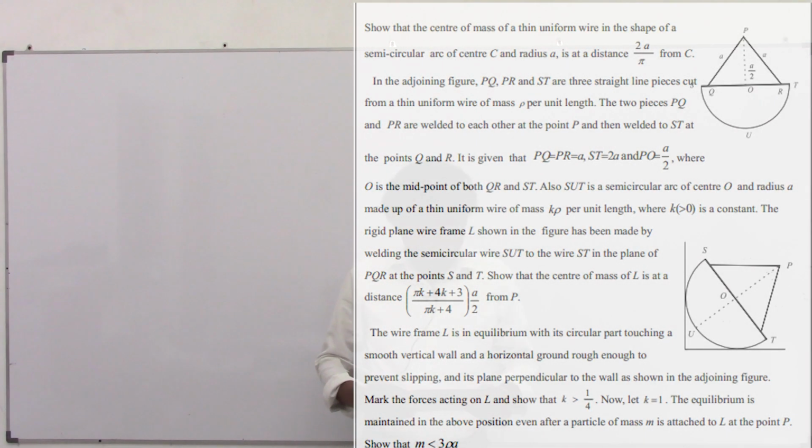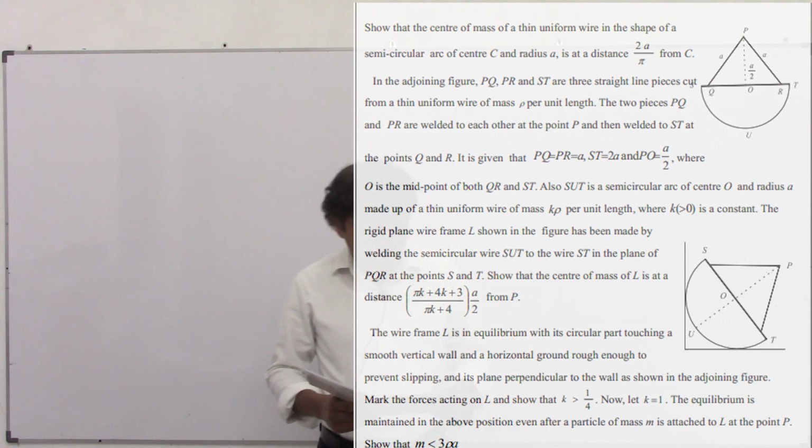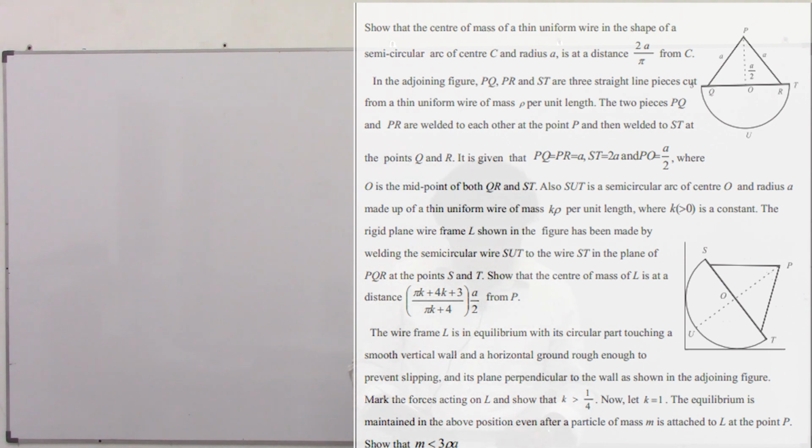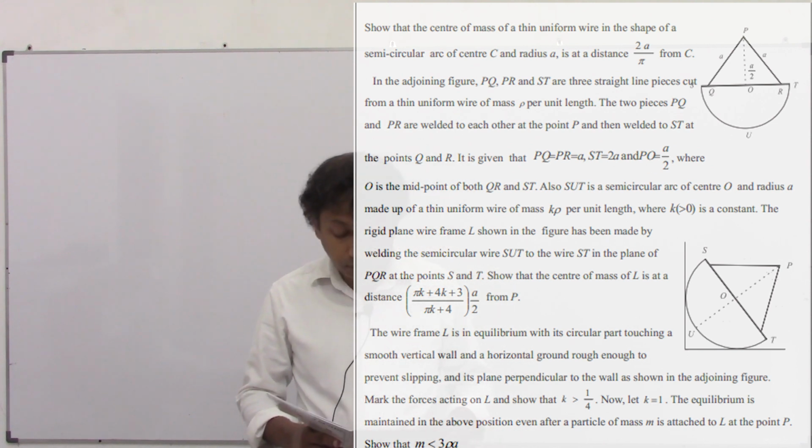Show that the center of mass of a thin uniform wire in the shape of a semicircular arc of center C and radius a is at a distance 2a divided by pi from C.